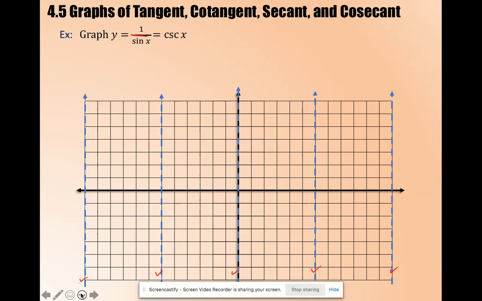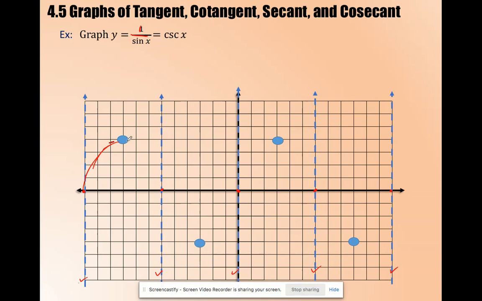There aren't going to be any x-intercepts, right? Because for a fraction to be equal to 0, the numerator has to be equal to 0, and you can't make that numerator equal to 0. But sine does have maxes and mins. So I'm not plotting x-intercepts on cosecant. I'm plotting sine's x-intercepts because that's where I'm going to draw vertical asymptotes for cosecant.